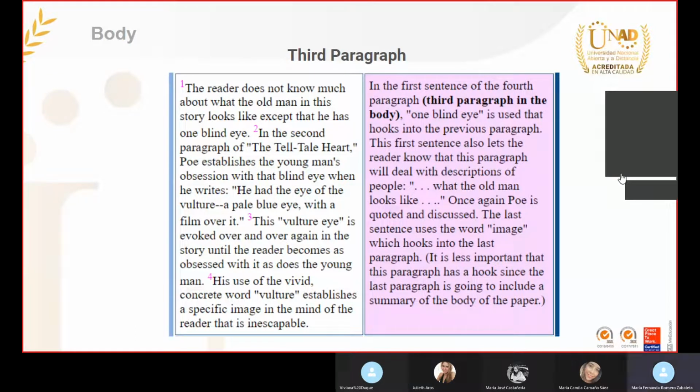Okay. So in this first sentence of the fourth paragraph, he is using again "one blind eye," making a reference to the previous paragraph. And this first sentence also lets the reader know what this paragraph will do. That is the description of people. The reader does not know much about what the old man in this story looks like, except that he has one blind eye.